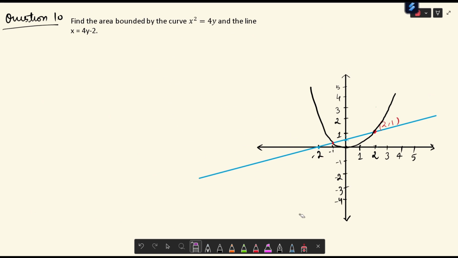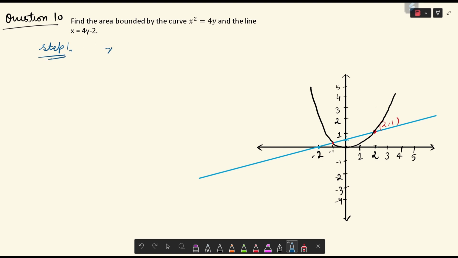So first of all we will identify the curves. The curve here given is x square is equals to 4y, so you can identify this is a parabola, upward opening parabola. Okay, and next there is a line x is equals to 4y minus 2. So first step is we will identify the curves. So step 1 is identify the curves.